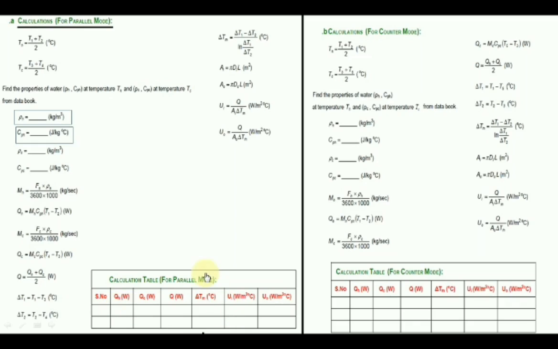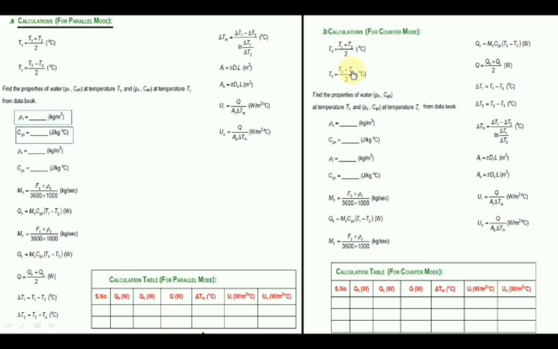Now we will see the calculations for the counter current mode as well. Here again we need to follow approximately the same procedure. Then you need to find the value of the QH, so TH, that can be found from the inlet and outlet temperature of the hot fluid. Then we need to find the average value of the cold fluid, that is the TC, so that is T3 plus T5, where T3 is the inlet temperature of the cold fluid and T5 is the outlet temperature of the cold fluid.